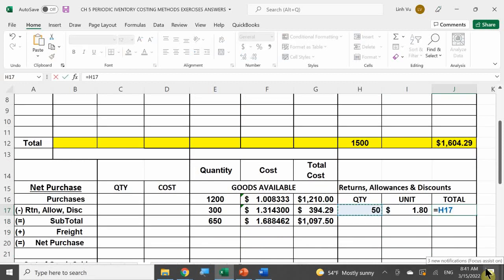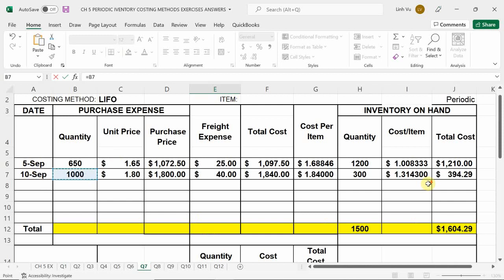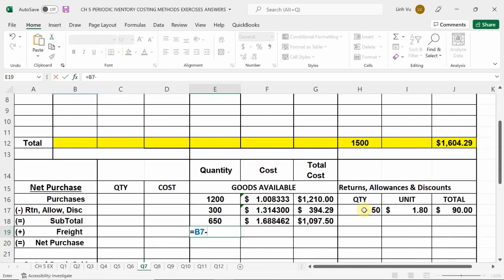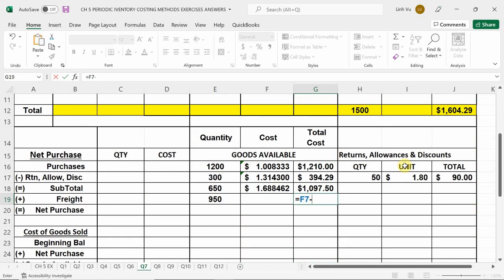So what is going to be my total refund here? $90. We're going to get a refund of $90. In this case, I have to make my adjustment to inventory. I purchased 1,000 units, but I end up returning 50. I owed $1,840, but I end up getting a refund of $90. That should leave me with $1,750, right? $1,840 minus $90 gets you $1,750.